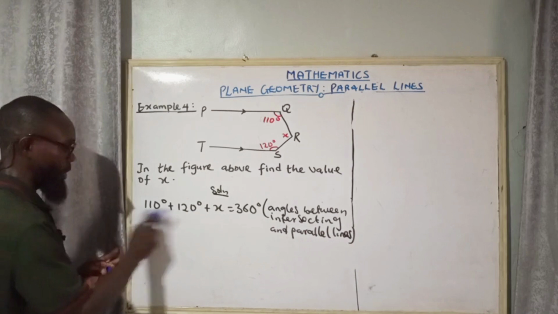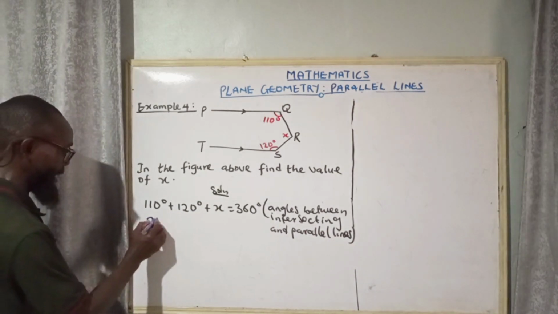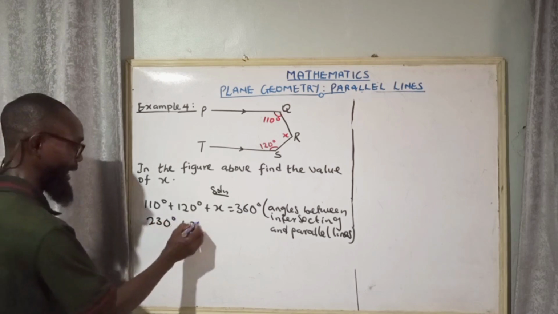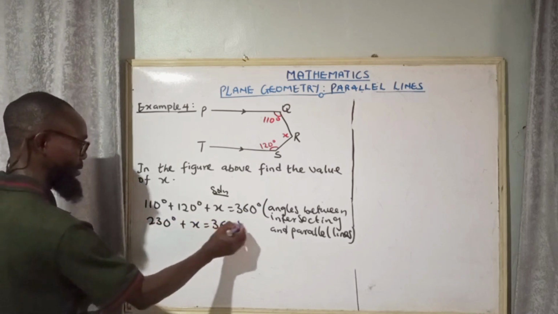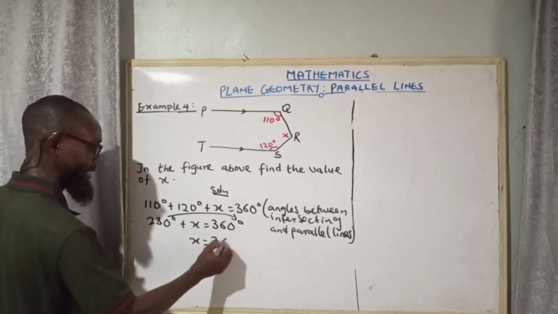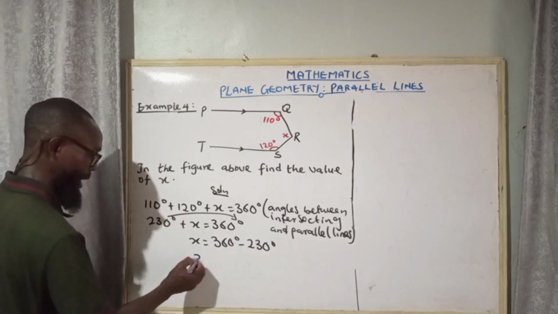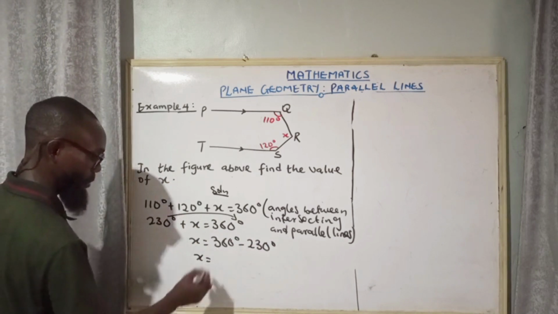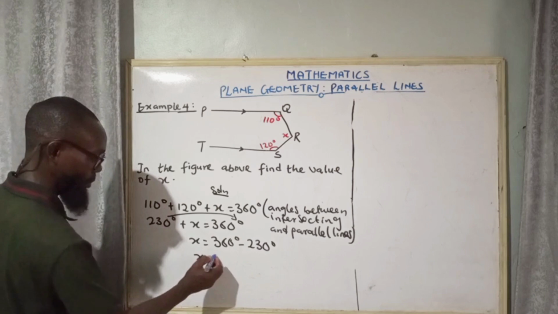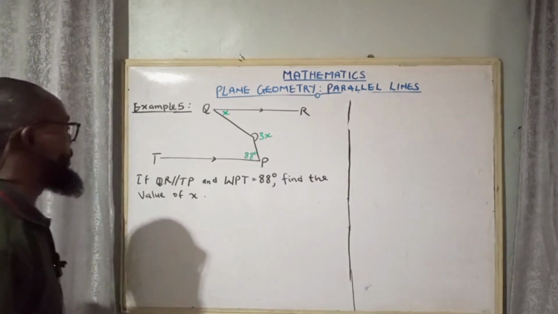Now, when we sum this up, we are going to have 230 degrees plus x is equal to 360 degrees. So x equals, this comes here, 360 degrees minus 230 degrees. So x gives, we have 130 degrees.